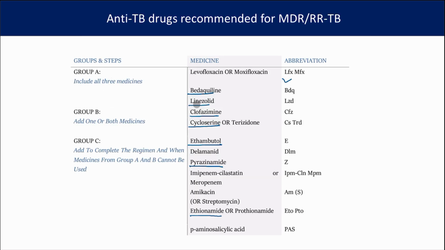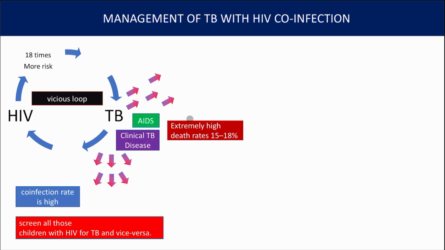So this is your group A drugs, bedaquiline, BDQ, linezolid, and in the group B there is clofazimine and also cycloserine. In the group C, ethionamide, pyrazinamide. Okay, so we have discussed the multi-drug resistant TB.